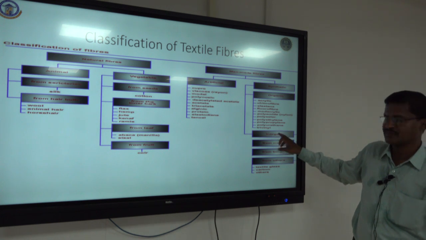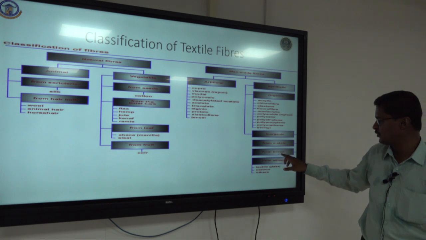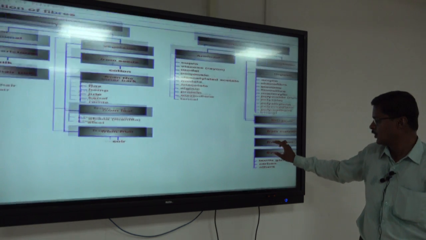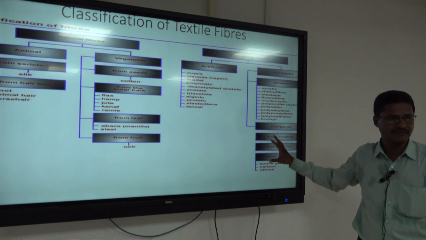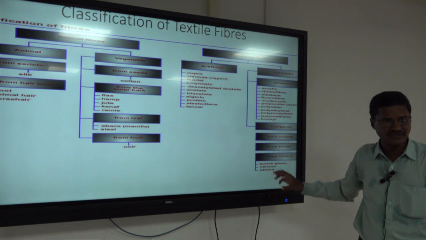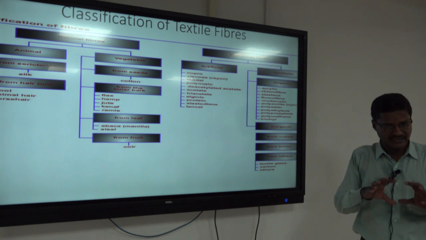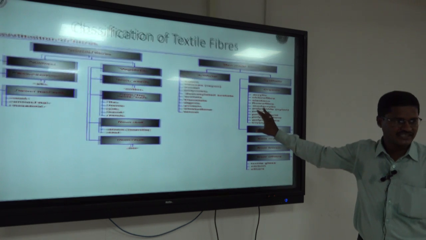Next, inorganic fibers. Inorganic fiber is classified into those from metals, from boron and from other sources. Next, it is classified into textile glass fiber and carbon fiber. Inorganic textile fiber is purely taken from the earth, metals or glass. So these are the classifications of the fiber.